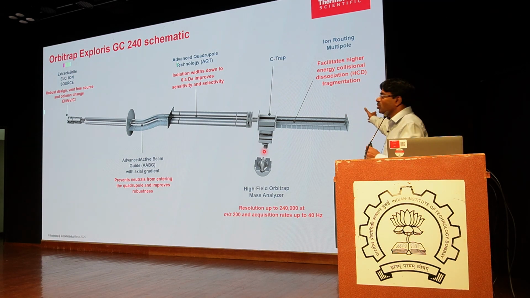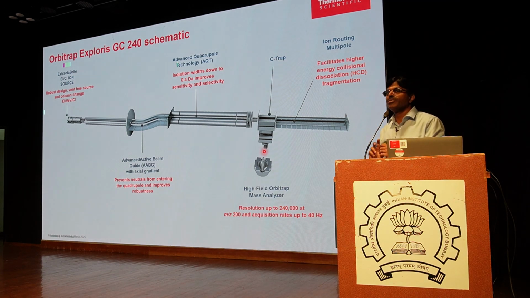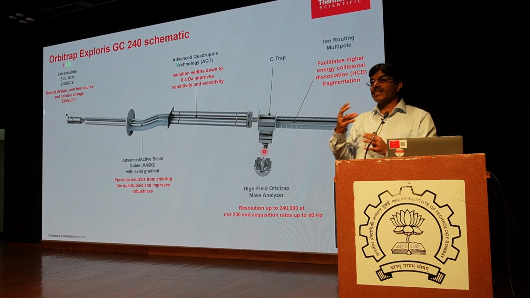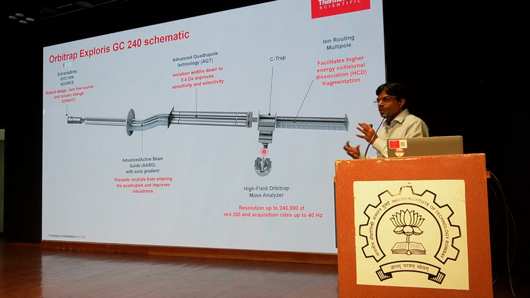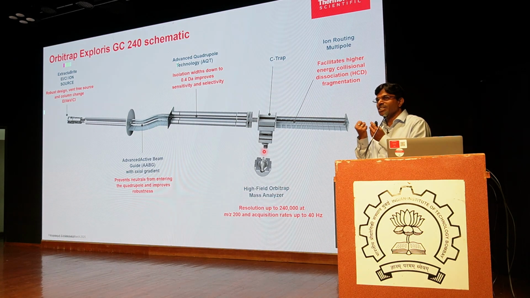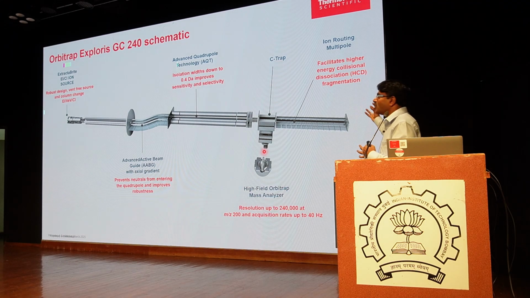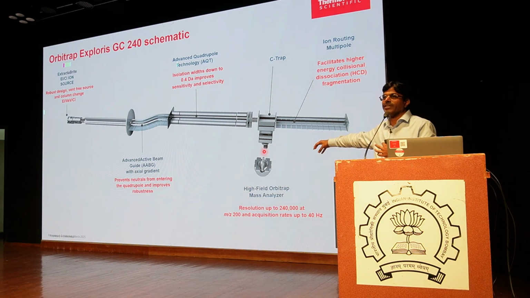But there is also one more device, the ion routing multipole. If you want to do MS/MS, you can send those ions to this part, do a collision, and give them some kinetic energy. They get collided with nitrogen, and then those collision products can be sent back to the Orbitrap.